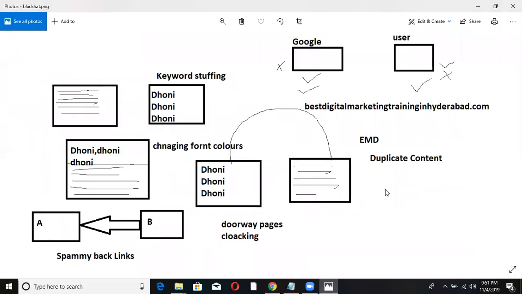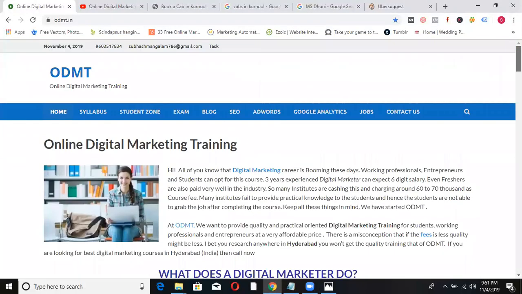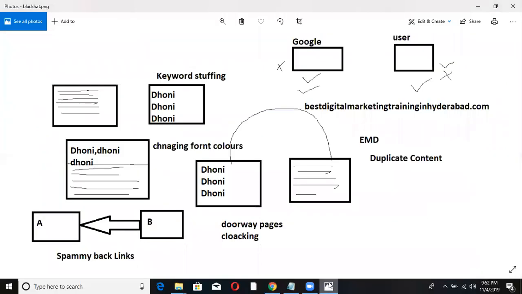Next thing is, now see my website is ODMT. For the online digital marketing training, I took the domain name like ODMT. Some people take a domain name like best digital marketing training in Hyderabad.com, because keywords play a very important role. If you place a keyword in the title, description, everything is important. They think, why don't we take a keyword in the domain name itself? Having a keyword in the domain name is a crazy idea. It will always come on top, and they enjoy the top position.